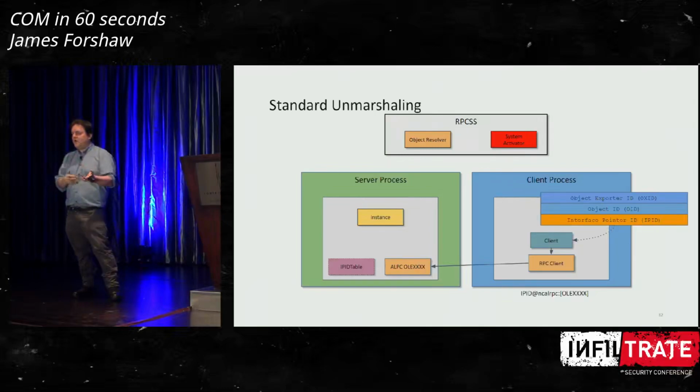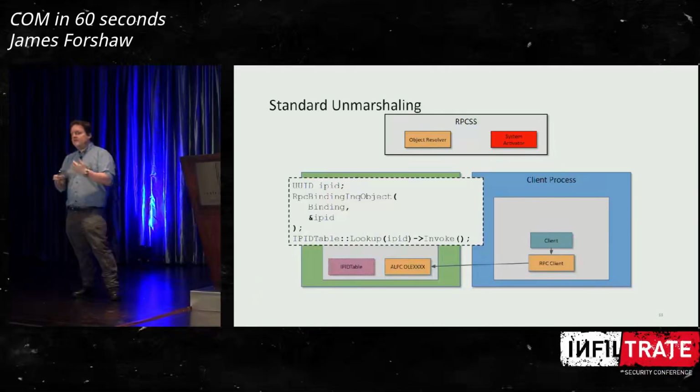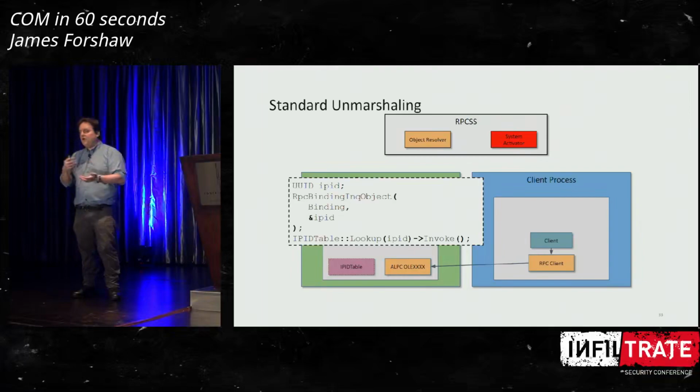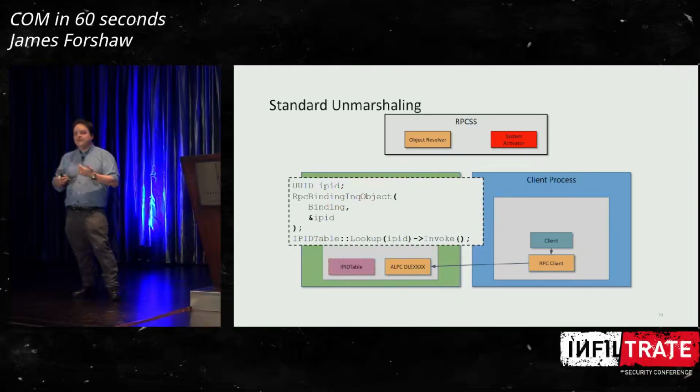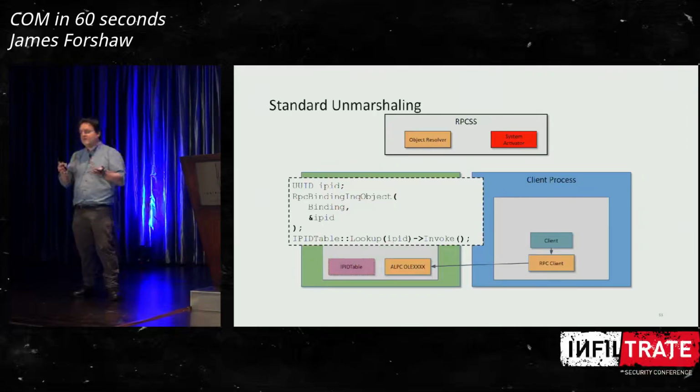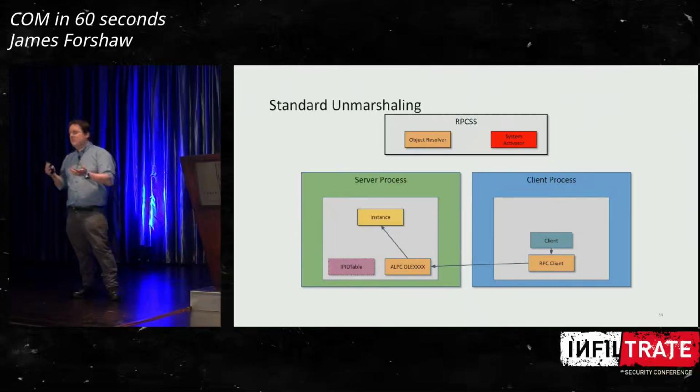It can then make the call, and at the other side, the server has a table of IPIDs which it has registered when it marshaled. It can look up the IPID from the RPC call, look up the IPID entry in the table, and that contains all the information you need to get to the instance and invoke the method, like where the stub is and where the instance object is, etc. So if it's all there, it will get invoked, and you've made your call.